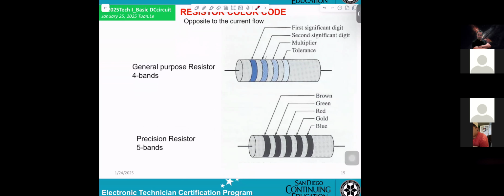Precision resistor, they get 5 band. 1, 2, 3, 4, 5. Okay. A precision resistor costs more than a 4 band. Okay. The thing is more accurate.